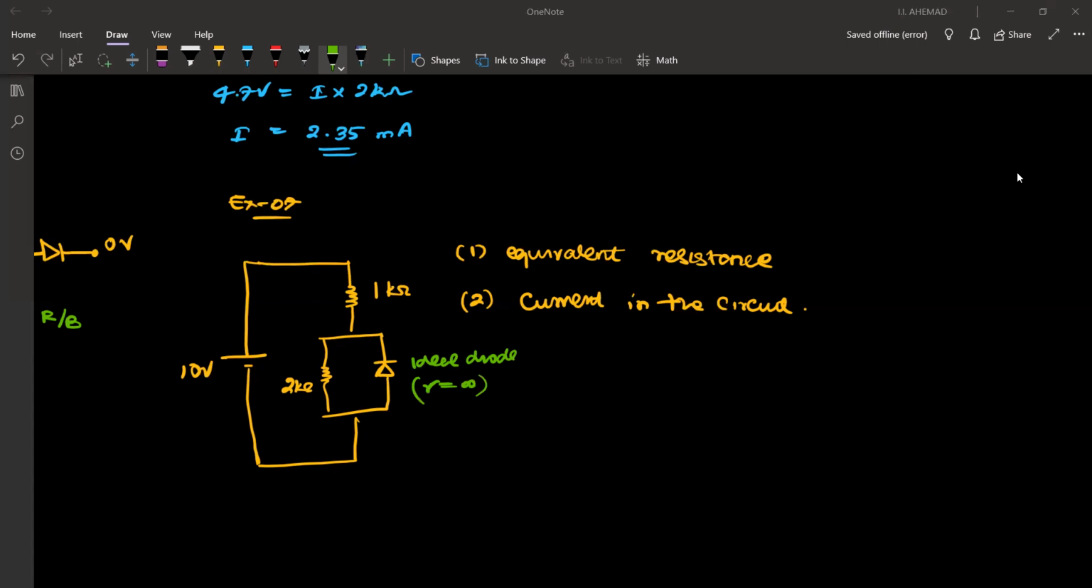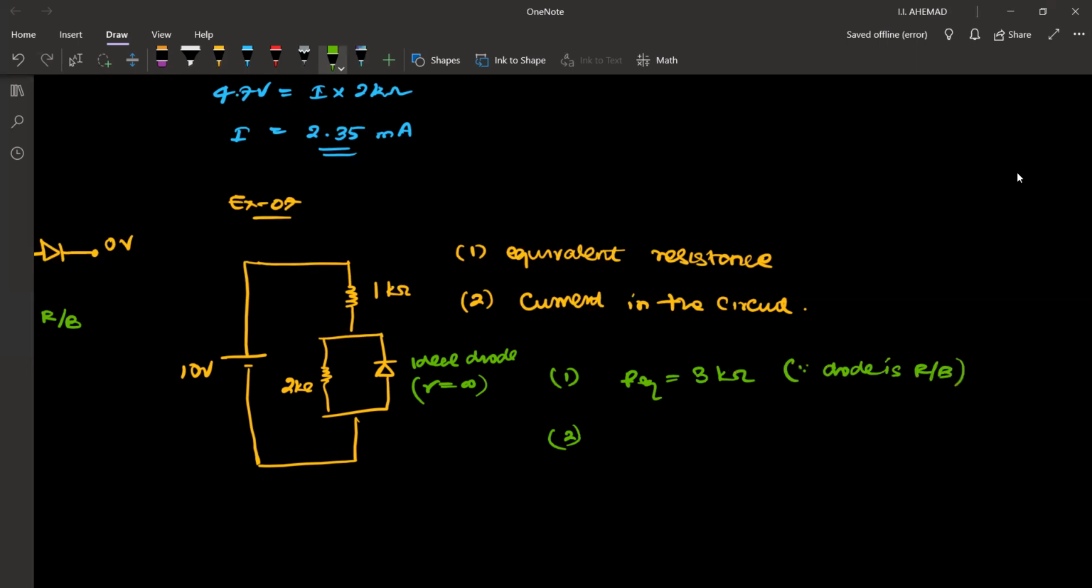Okay, the diode is reverse biased. Think the current will try to flow in this direction, right? So this diode won't allow it. Then the equivalent resistance, you can just forget this diode. You can just remove this diode, and then our equivalent is going to be 3 kilo ohm. So the current in the circuit, you just omit this, since diode is reverse biased.